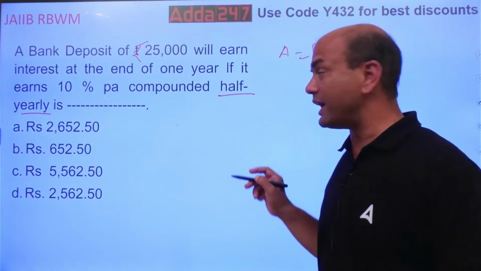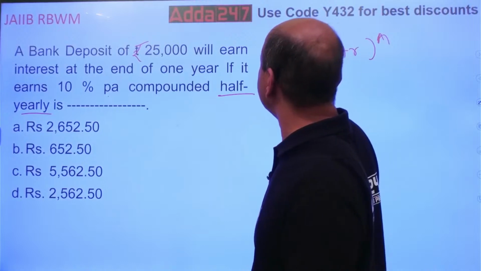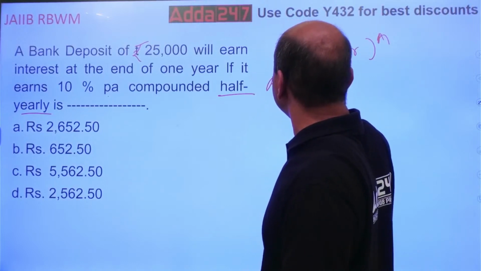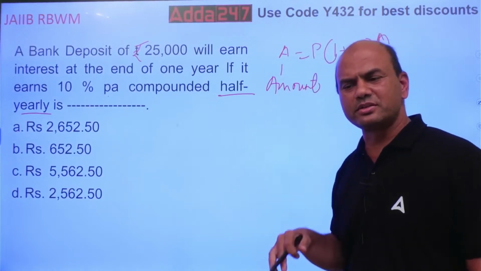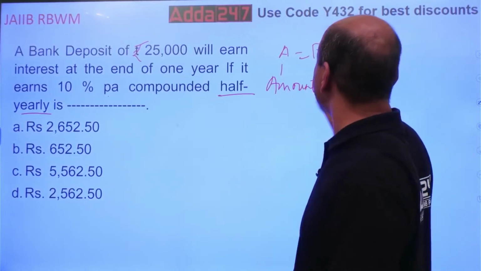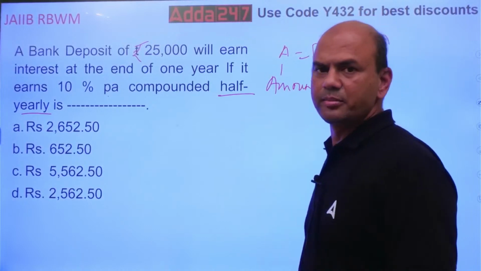A means the end amount. P is the principal, which you have studied in your schools and colleges also, right? P is the principal, R is the rate, and N is the period.